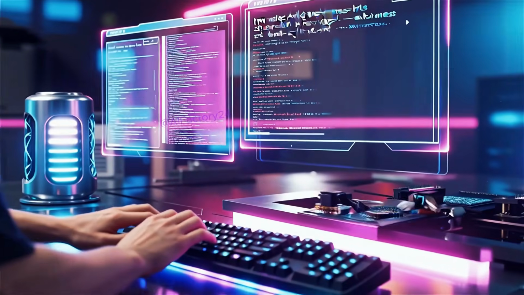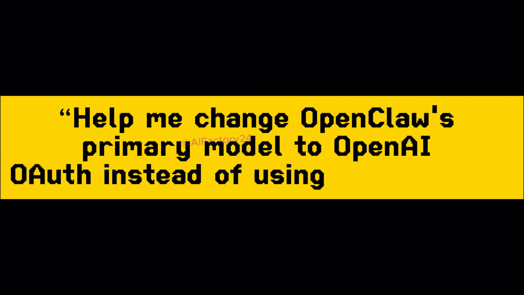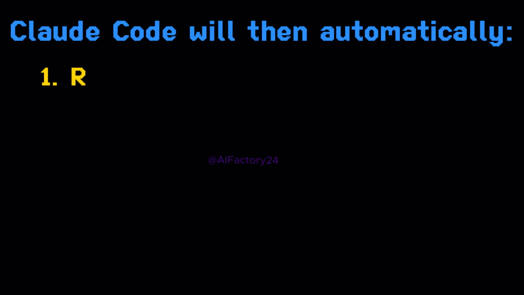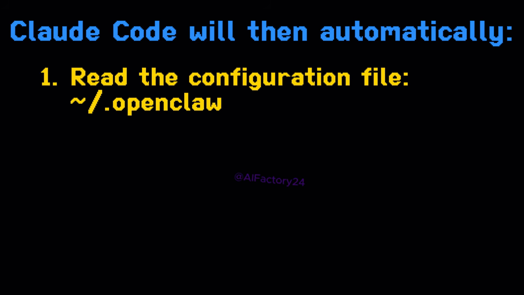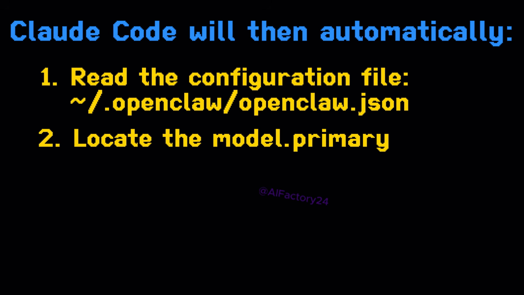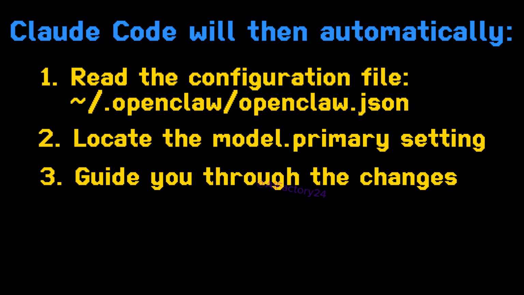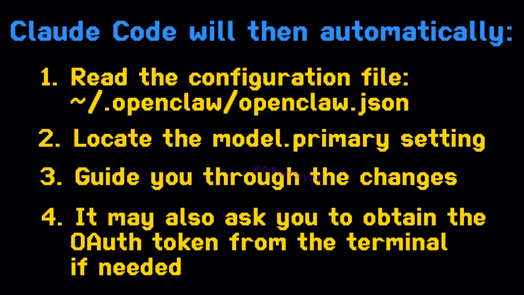For example, you can give a prompt like, "Help me change OpenClaw's primary model to OpenAI OAuth instead of using an API key." Claude Code will then automatically read the configuration file ~/.openclaw/openclaw.json, locate the model.primary setting, and guide you through the changes. It may also ask you to obtain the OAuth token from the terminal if needed.